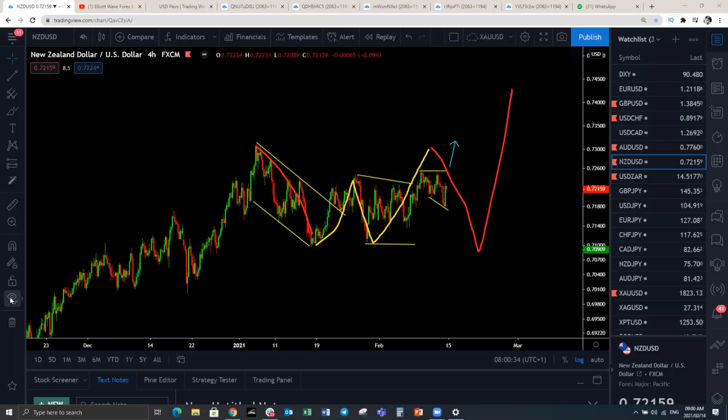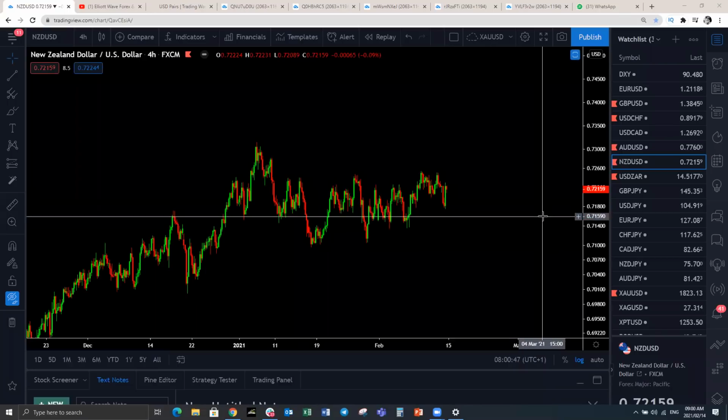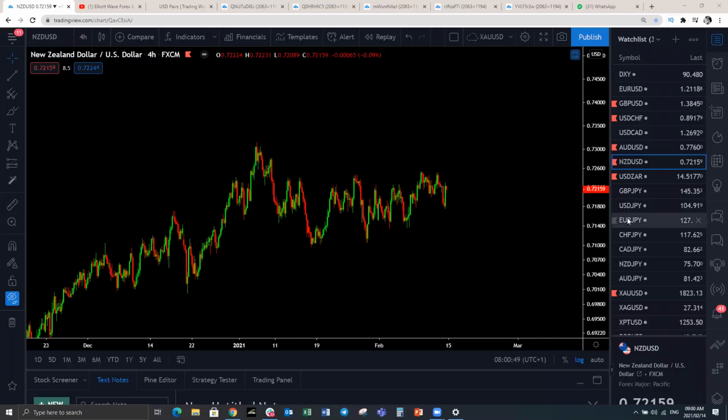here. Let's switch off here. So this does not have to play out. So currently, we are only concerned about this short move up to this level. If we break out of this structure, we will look for continuation to the upside. But the clear structure is on Aussie US dollar.